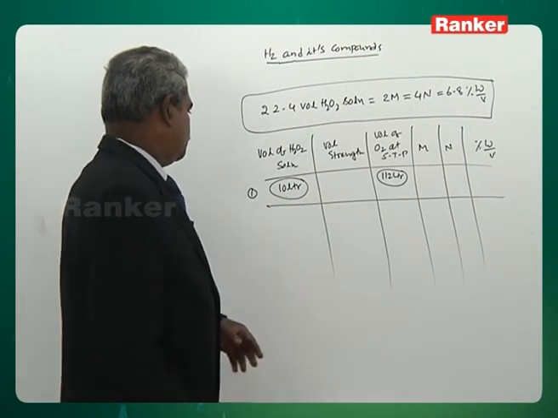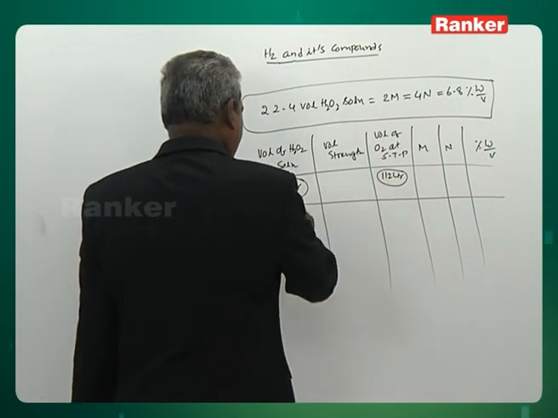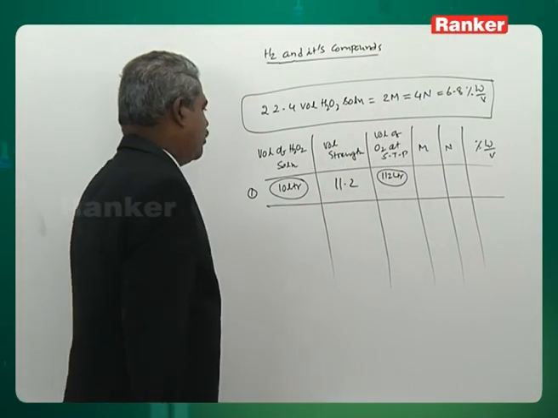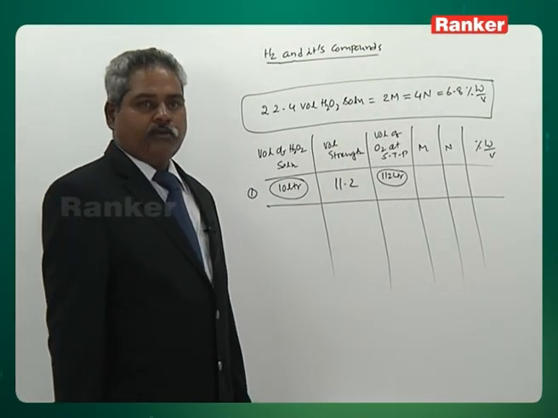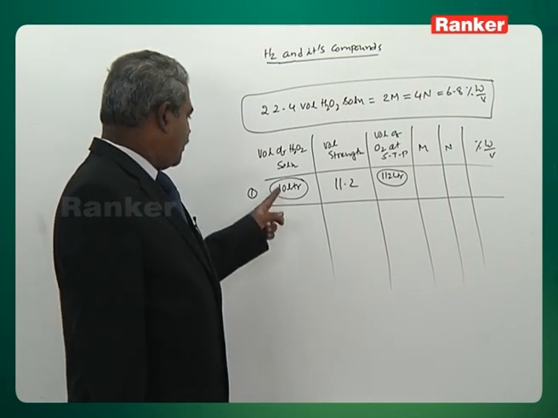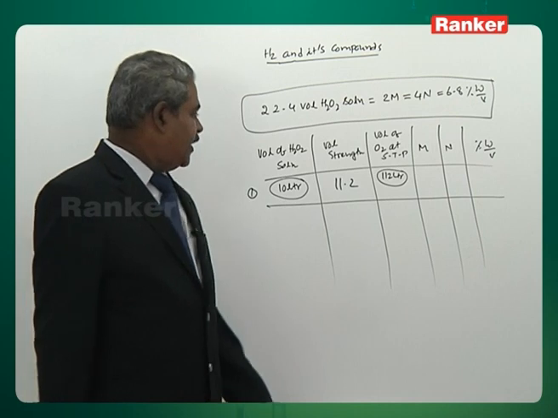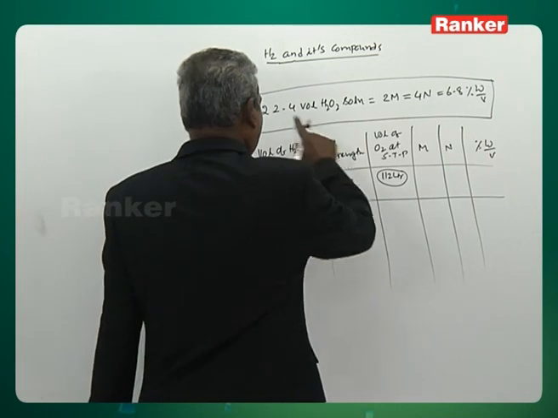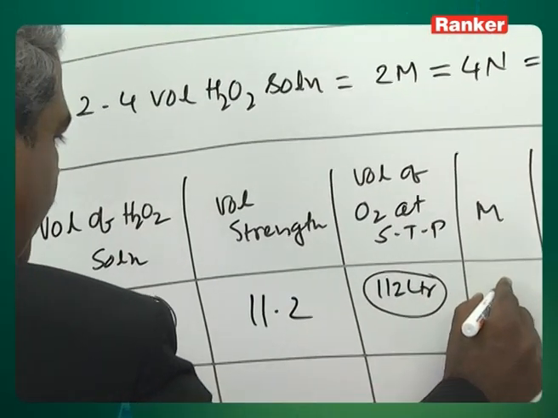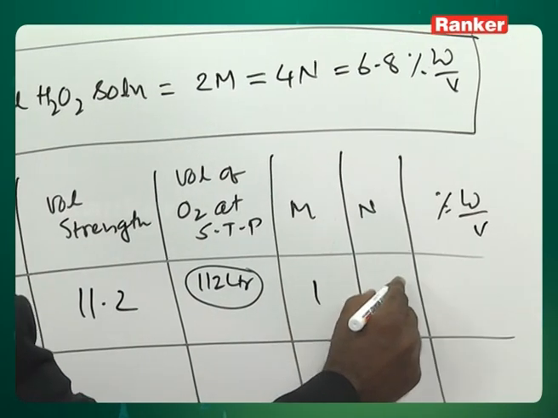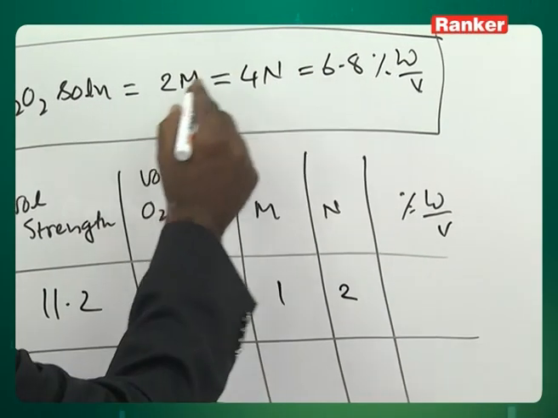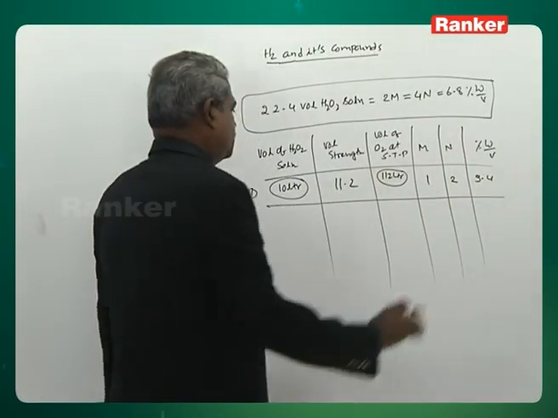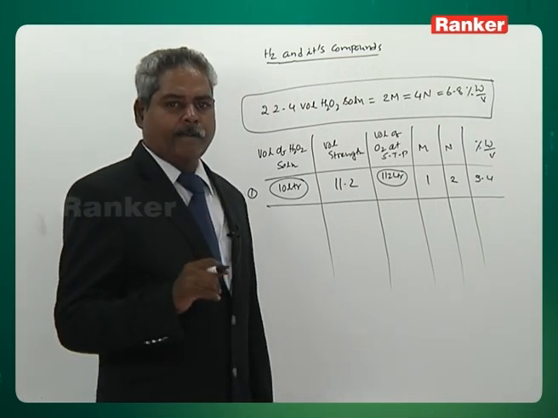If you take 10 liters, you are getting 112. If you take 1 liter, you get 11.2. This is called 11.2 volume. Volume strength is 11.2. According to the definition, whatever you get on heating 1 liter is called volume strength. So, when it is 22.4 volume, the molarity is 2; for 11.2, molarity is 1. When molarity is 1, normality will be 2. When this is 2, this is 6.8; when this is 1, this is 3.4. Just using the definition.